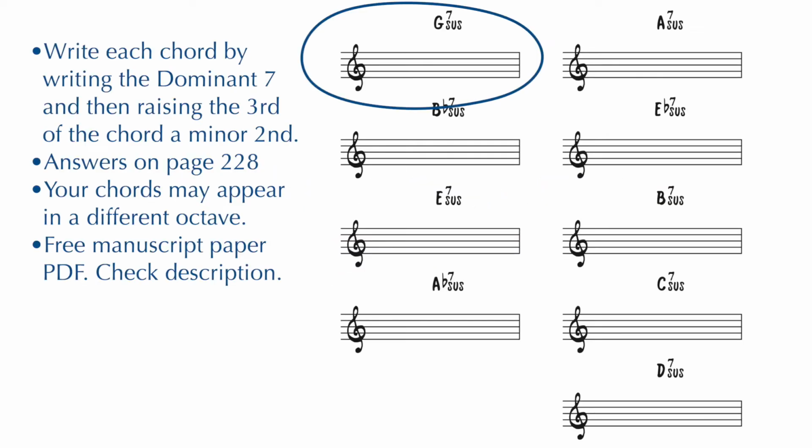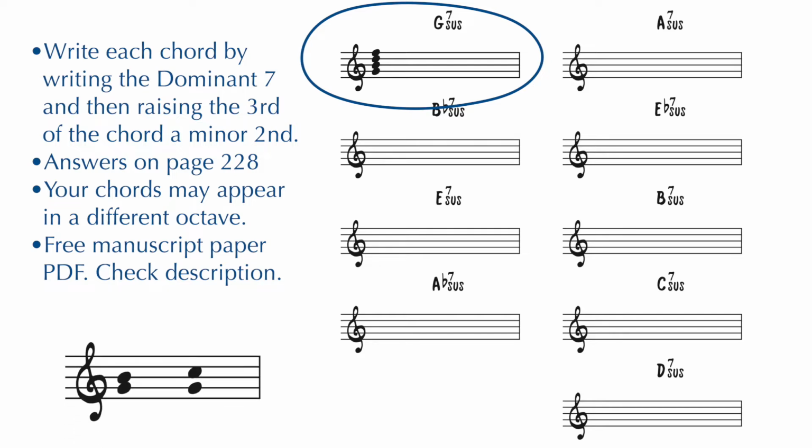Number 1, G7 sus. First write a G7 chord. That's going to be G, B, D, and F. Next, take the third of the chord, that B, raise it a half step or a minor second, so it becomes a C. Now that note is a perfect fourth above the root, G. And we have G, C, D, and F, or G7 sus.